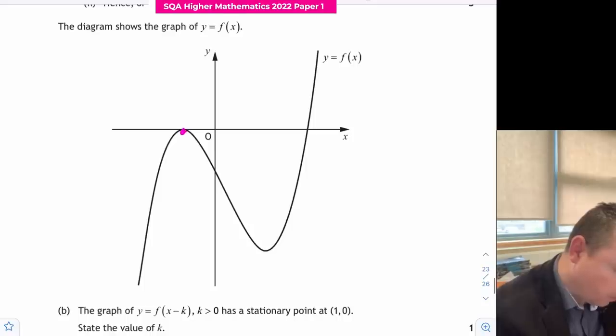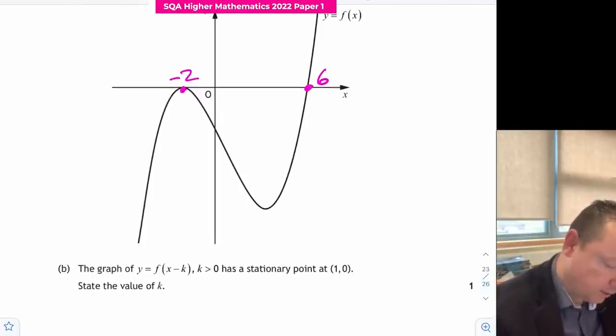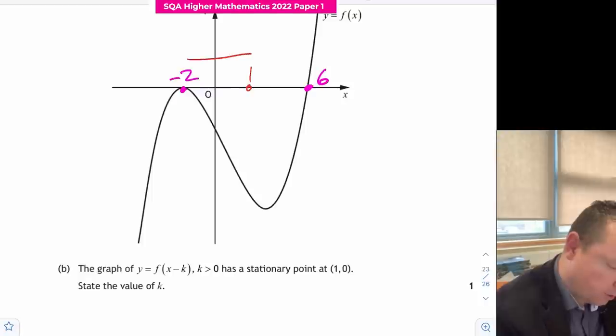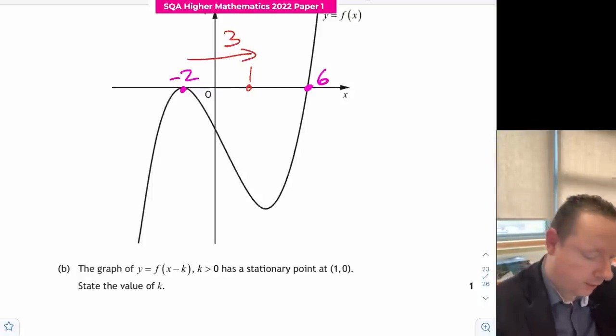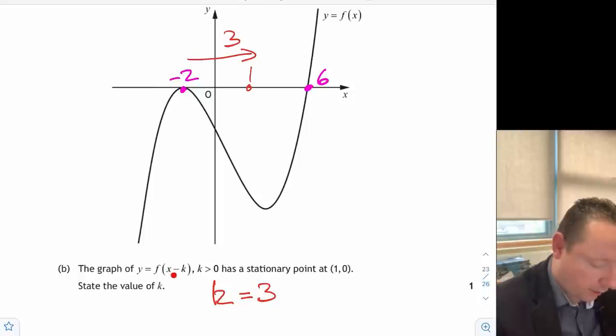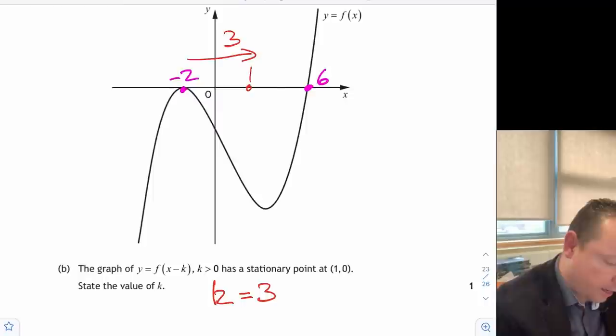We know that this must be minus 2 because it's crossing the y-axis there. And this must be 6. Now, if this has a stationary point at (1, 0), that means this must have shifted along to the number 1. There's 1 there. It's shifted to the right by 3, and therefore k equals 3, because it's x minus k, so it's x minus 3. So k is 3, and we get a mark just for working that out.